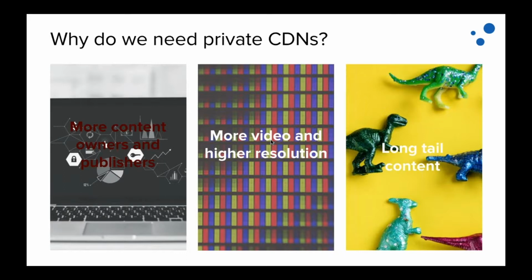Another example could be the long tail content. That's content which is not often fetched from the backend, and it's content which is usually very much user specific. Therefore, it's extremely difficult to keep the cache for it. And those are just three simple examples of why many companies and many enterprises have decided to go for a private CDN instead of purchasing commercial CDN services.